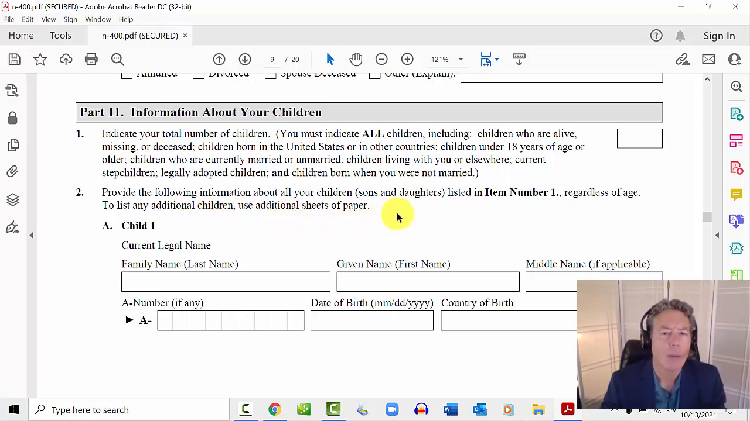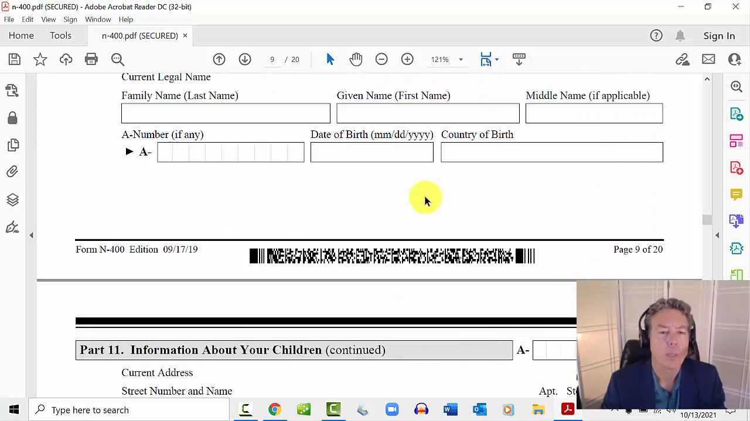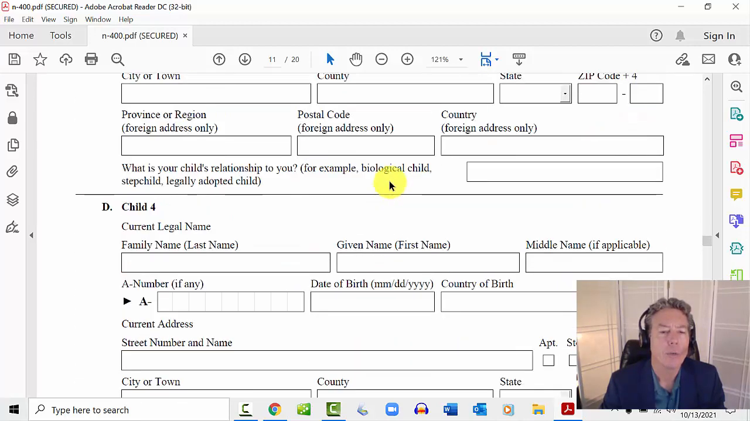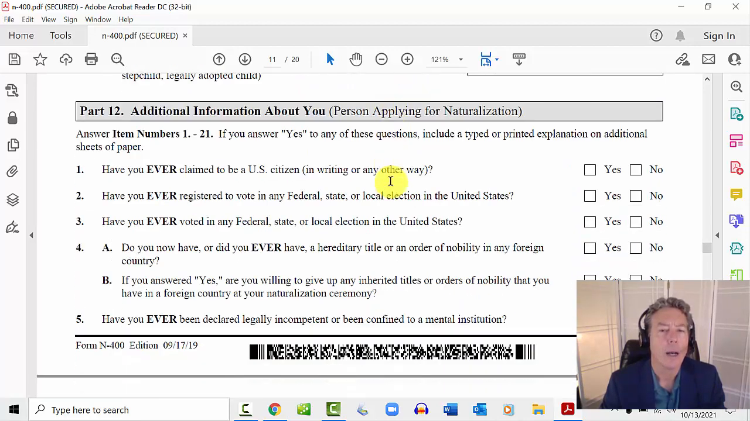And then, yeah, all your children, sons and daughters. Children is for 21 and under. Sons and daughters are 21 and older. So that's what they're talking about there. Regardless of age. There's your kids. Children. Okay, additional information about you.